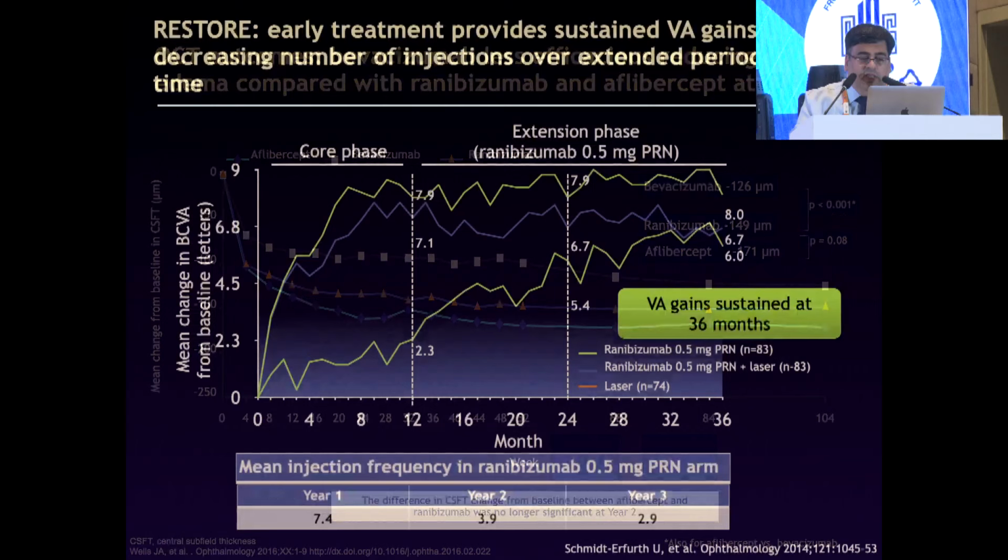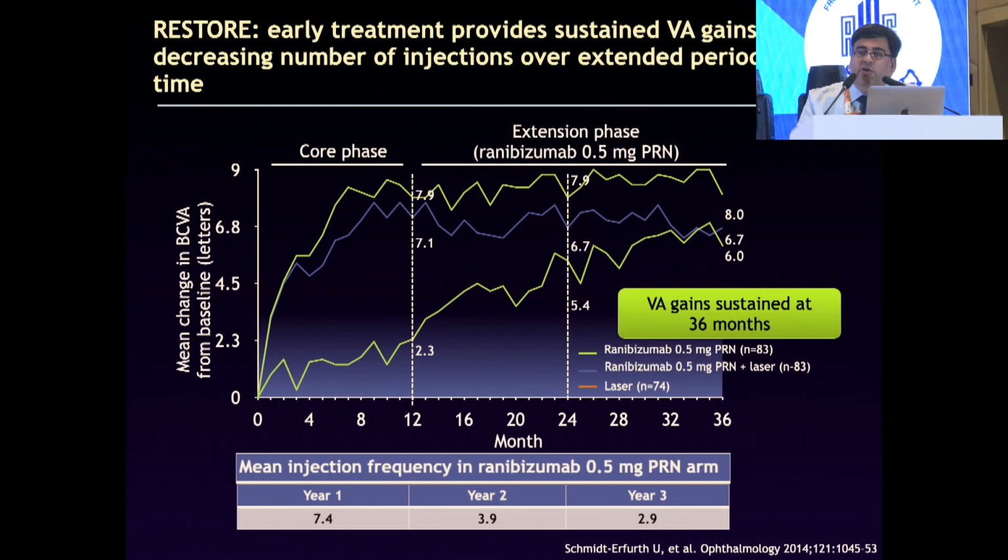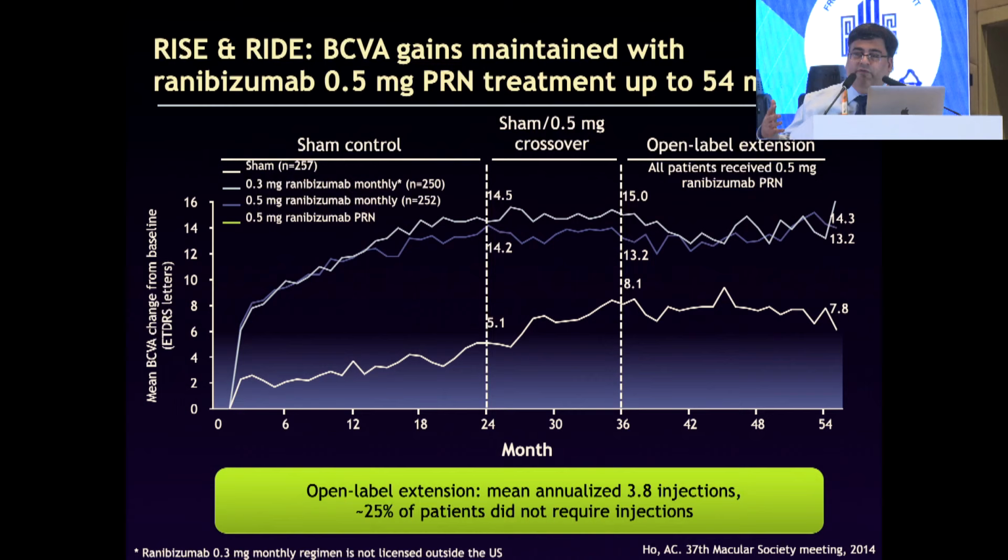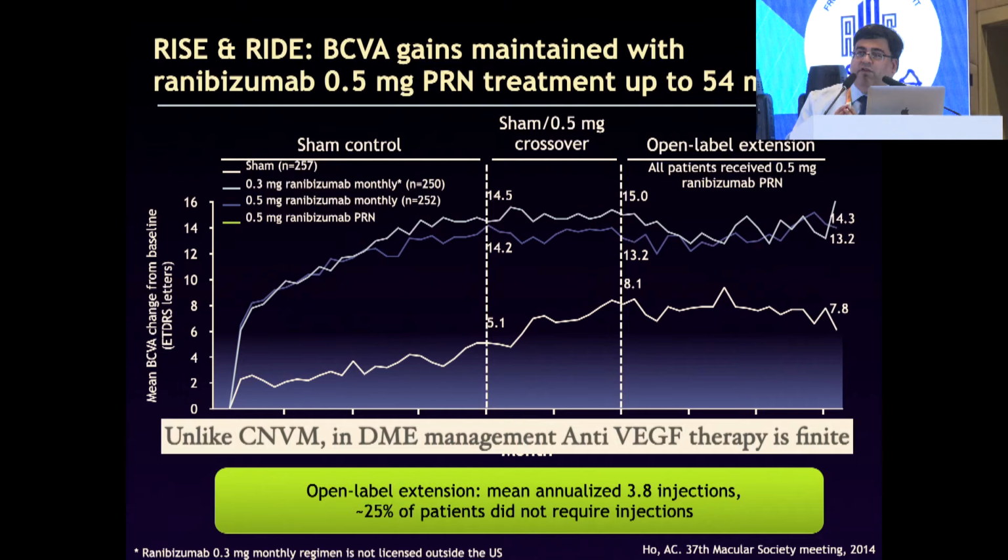These studies also showed the importance of the initial phase of treatment, wherein you need to be more aggressive with DME management. Patients do require a lot more injections early in their treatment. As the years progress, the number of injections keeps going down, so much so that by about 25%, patients after a certain period of time don't even require any more injections. So unlike AMD, which is a very infinite disease, DME tends to have a more finite kind of treatment.